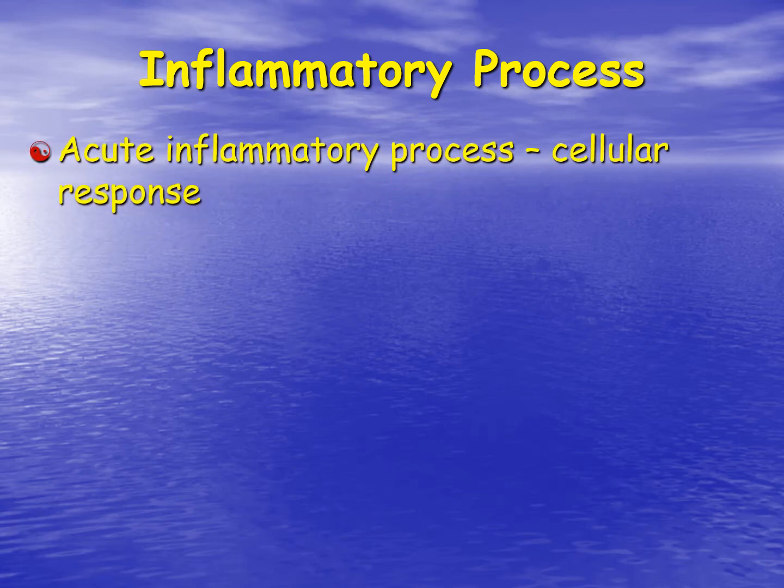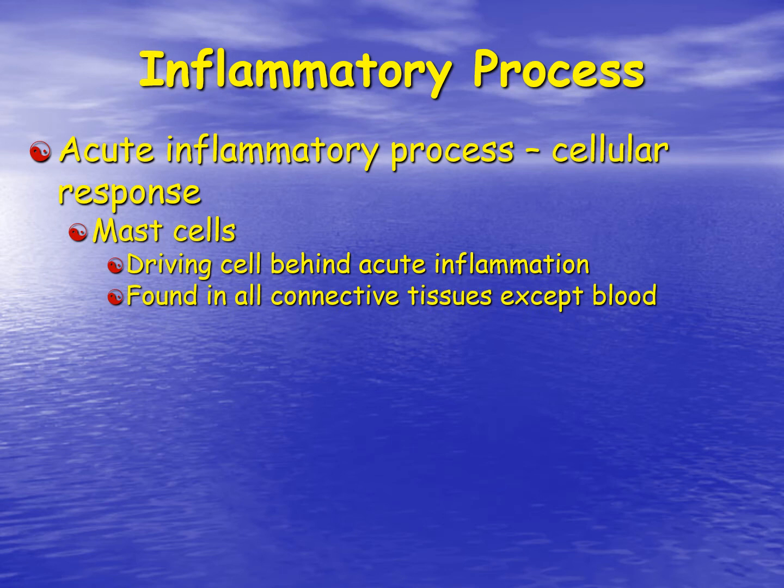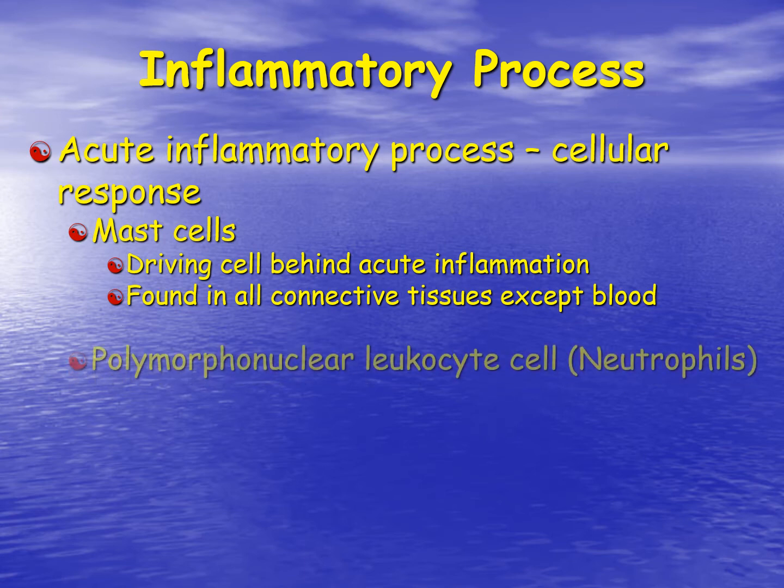The acute inflammatory process on the cellular side. Mast cells are the driving cell of inflammation. They are going to be the first cell that responds. And the way that they respond is to release a whole bunch of chemical inflammatory mediators. Mast cells are found in all connective tissues except for the blood. And again, we now believe that the basophil actually fulfills this function in the bloodstream itself.